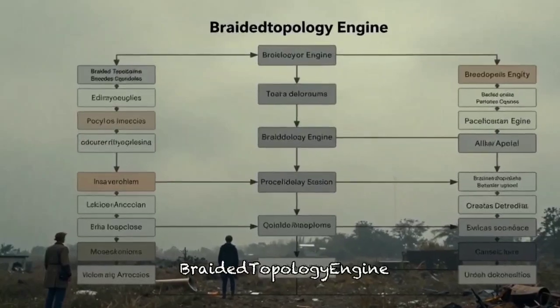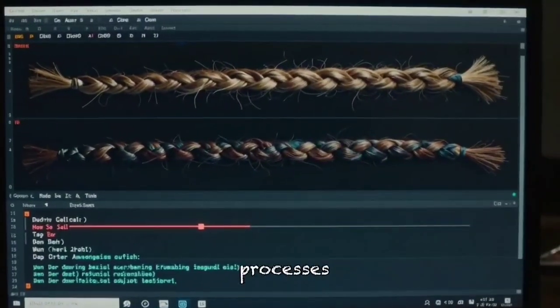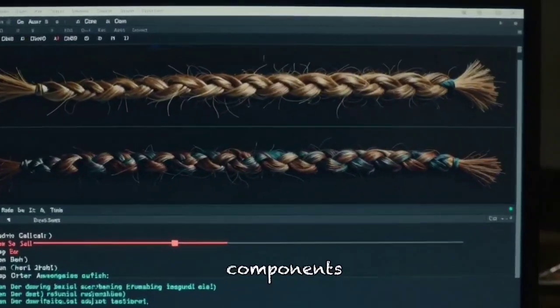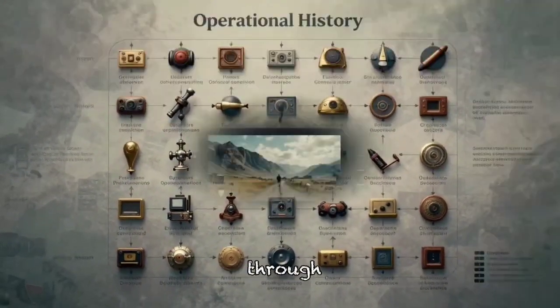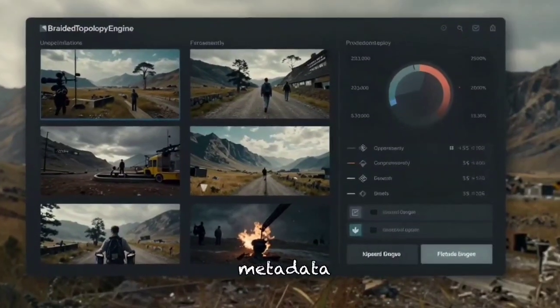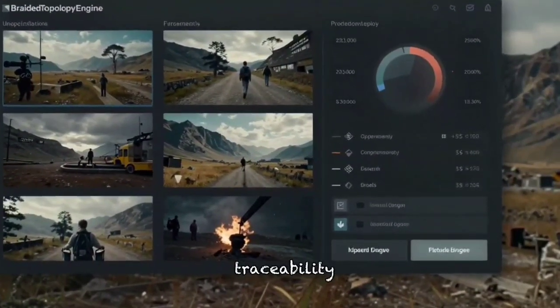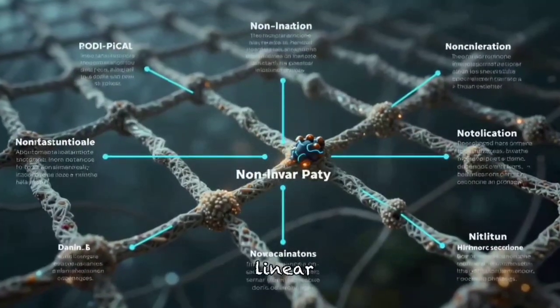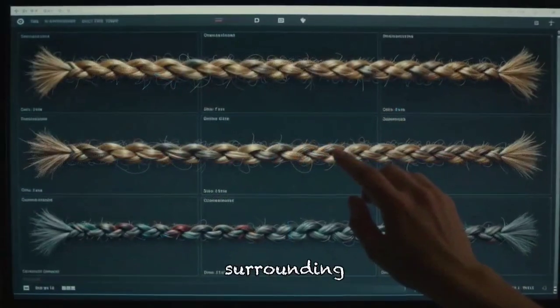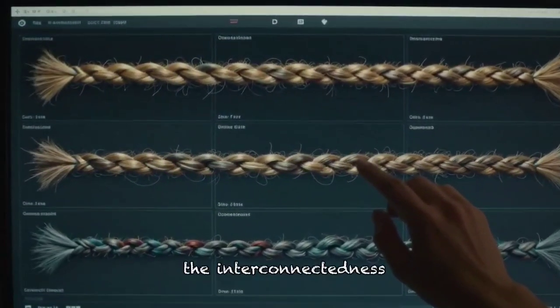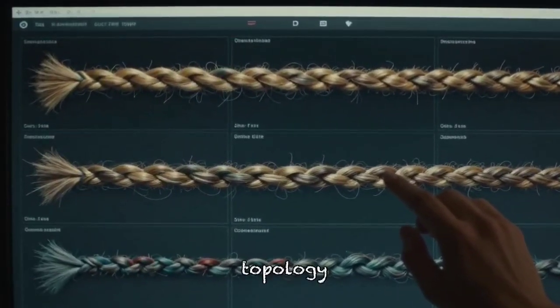The intricate structure of the braided topology engine allows for seamless data manipulation through well-defined processes and interactions among its components. Maps each state index to its corresponding operational history through a meticulously organized metadata lattice, enhancing the system's traceability. Each adjustment in the non-linear data paths has the potential to distort the mathematical geometry of the surrounding vector space, greatly emphasizing the interconnectedness of the braided topology.